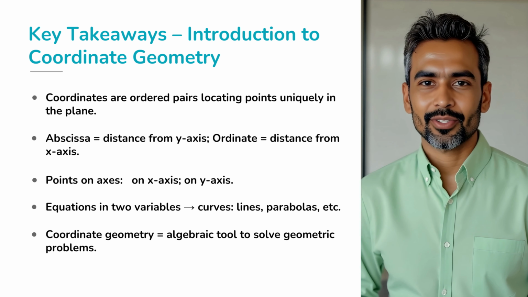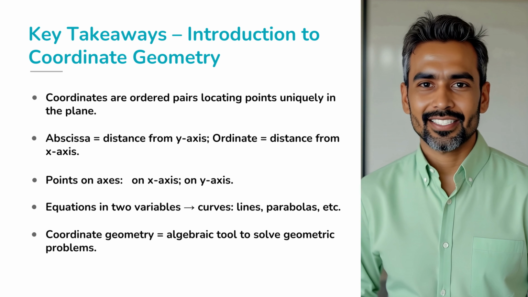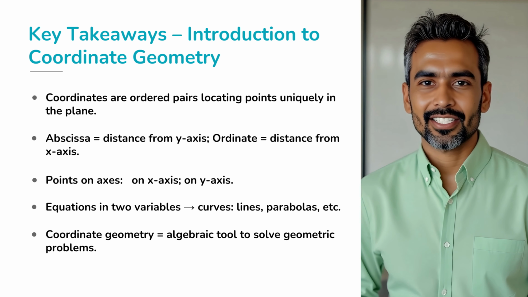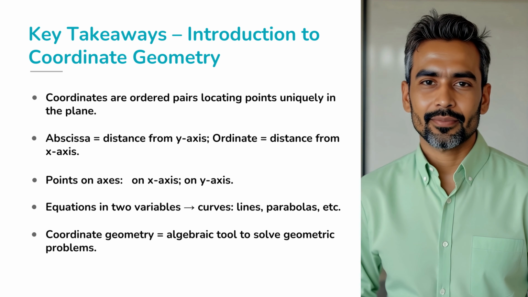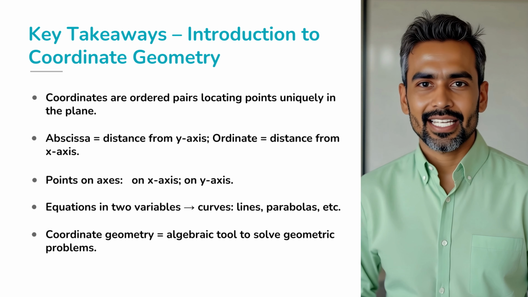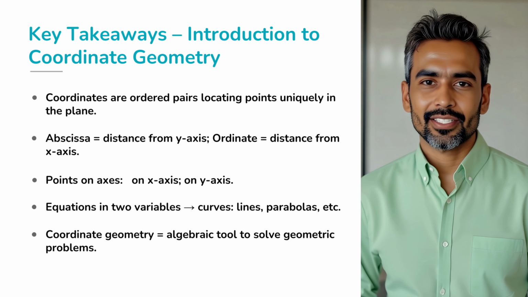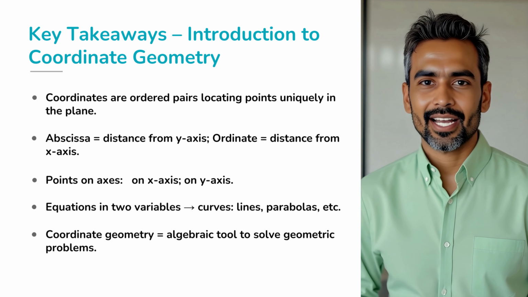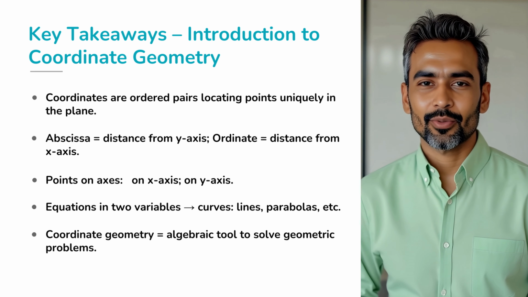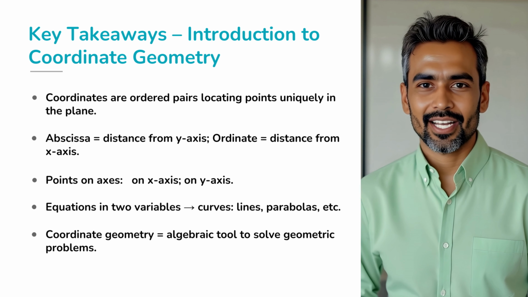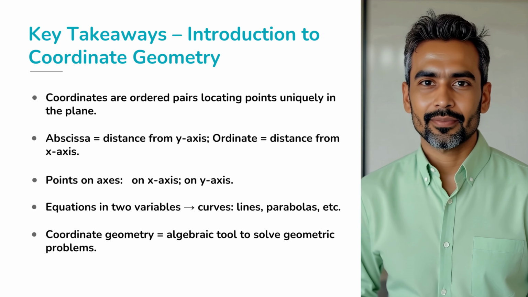Let's bring it all together. In coordinate geometry, every point is an ordered pair (x, y). The x-coordinate, or abscissa, measures distance from the y-axis. The y-coordinate, or ordinate, measures distance from the x-axis. Points on the x-axis have the form (x, 0). Points on the y-axis have the form (0, y).